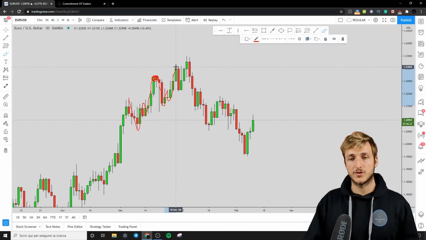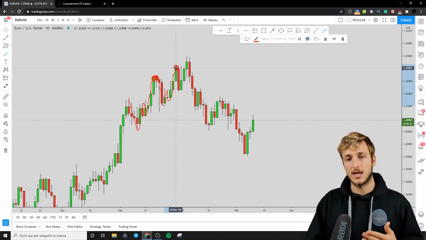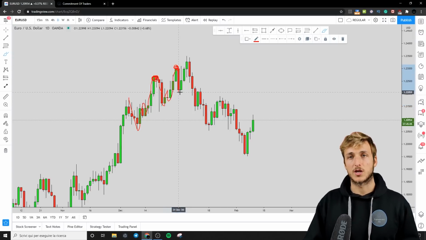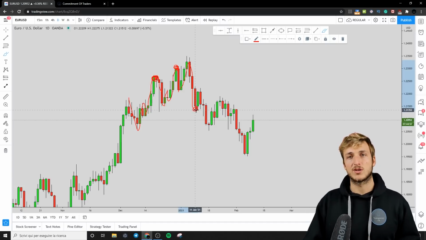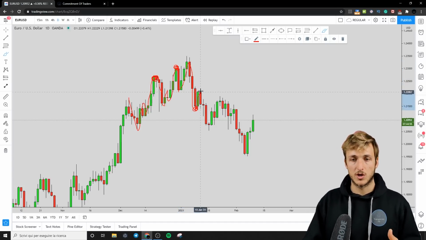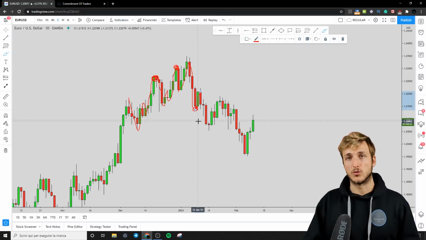Then we had the creation of this W formation, and when the market was here, I made a full breakdown explaining all the reasons for which from here we expected the market to provide this move to the downside, and again, that is exactly what the market did. Then we had the creation of this M pattern, and when the market was here, I made a full breakdown explaining all the reasons for which from here we expected the market to provide this move to the upside, and again, that is exactly what the market did.